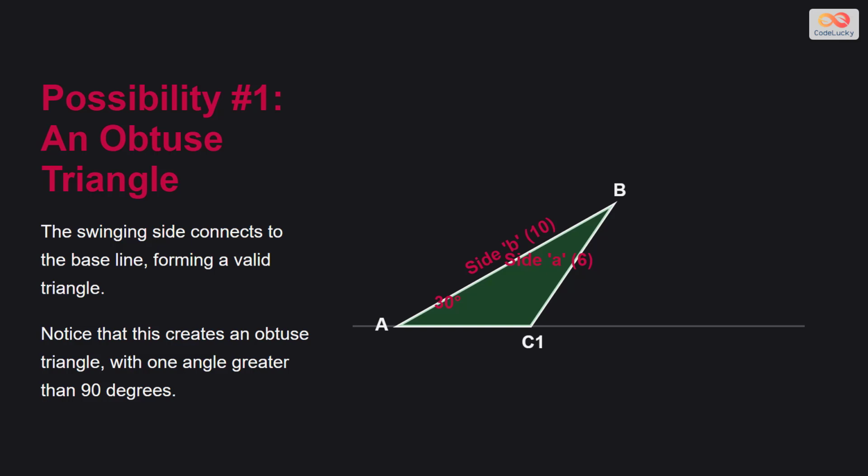Here is one possibility. The side of length 6 can swing outward and connect to the base, forming a complete triangle. When it connects at this point, it creates an obtuse triangle, because one of its angles is clearly larger than 90 degrees. This seems like a perfectly valid triangle based on our initial information.